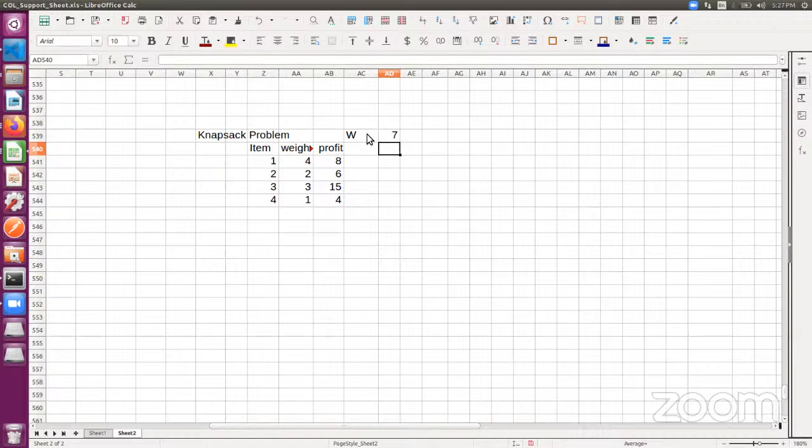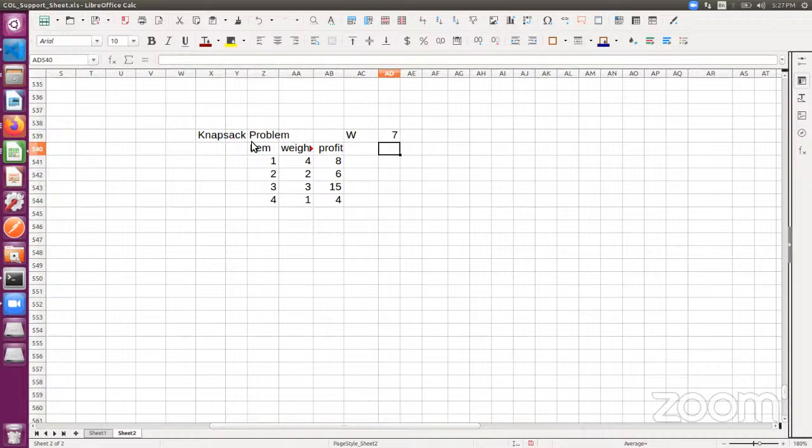So volume is not considered. Here the capacity of the sack is 7. Now you are given a list of items, and we are going to dump these items inside the sack so that it will give the maximum profit. That is actually the problem.